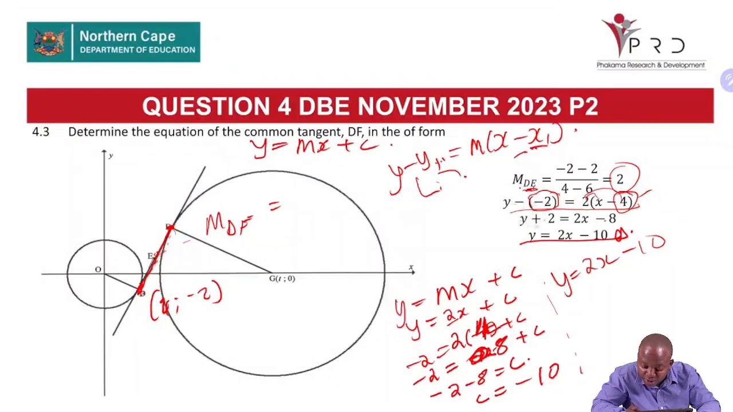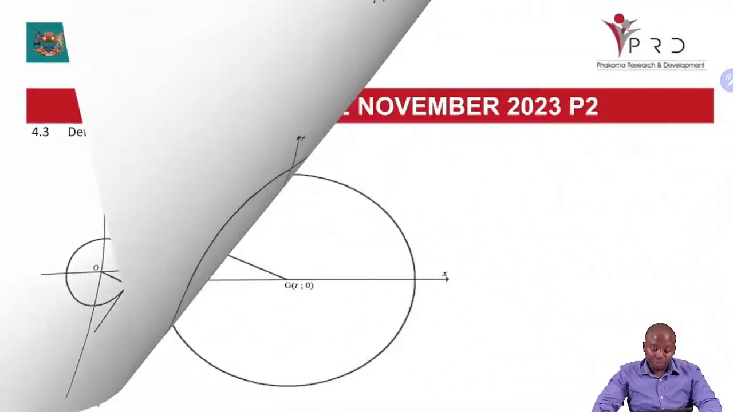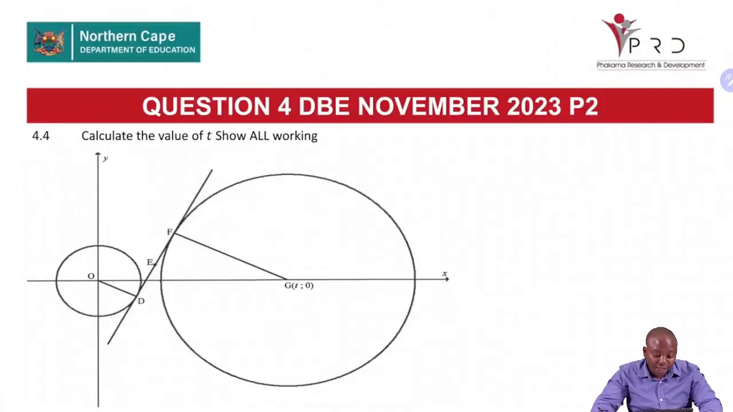Then this gives us a positive 2. When we transpose the 2 to the other side, we'll get y equals 2x minus 8 minus 2, which is negative 10. We are told to calculate the value of t.